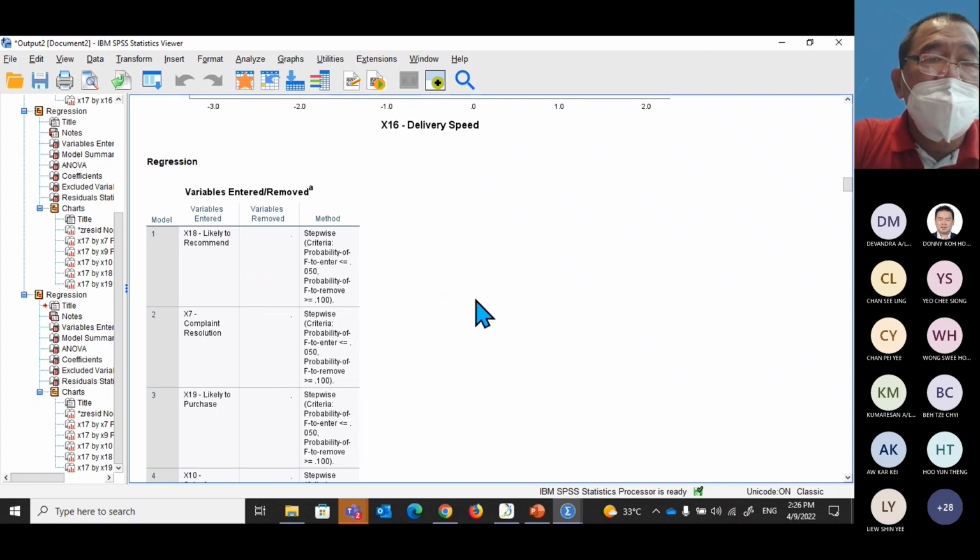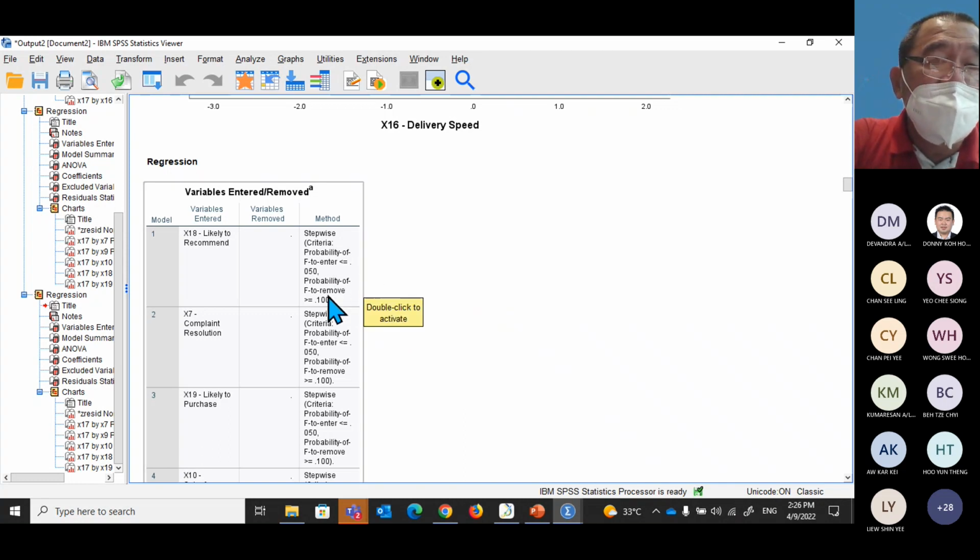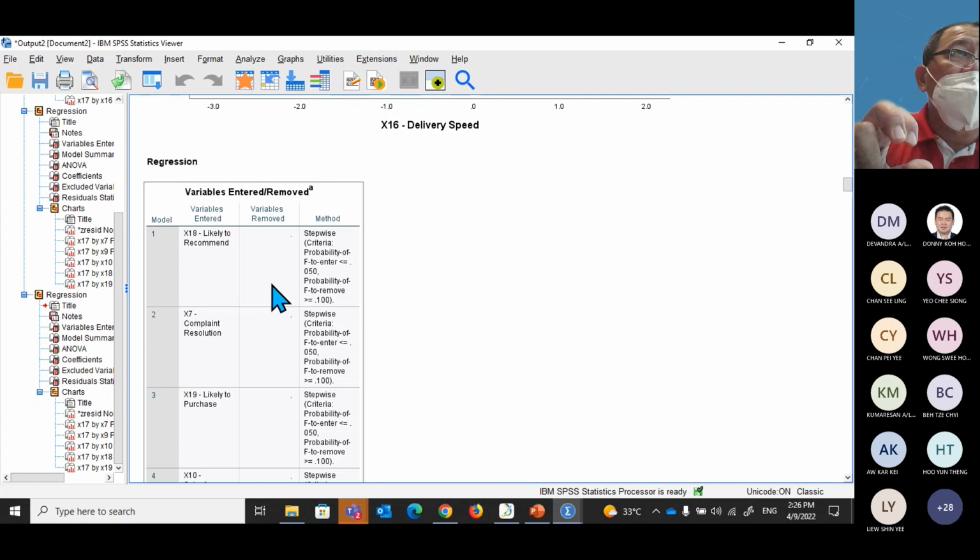Okay, so you see the difference is that stepwise may actually remove a certain variable. No, stepwise is not going to remove the variable once it is selected in the model. But for the forward, they may actually remove the variable. Yeah, see, this is different.